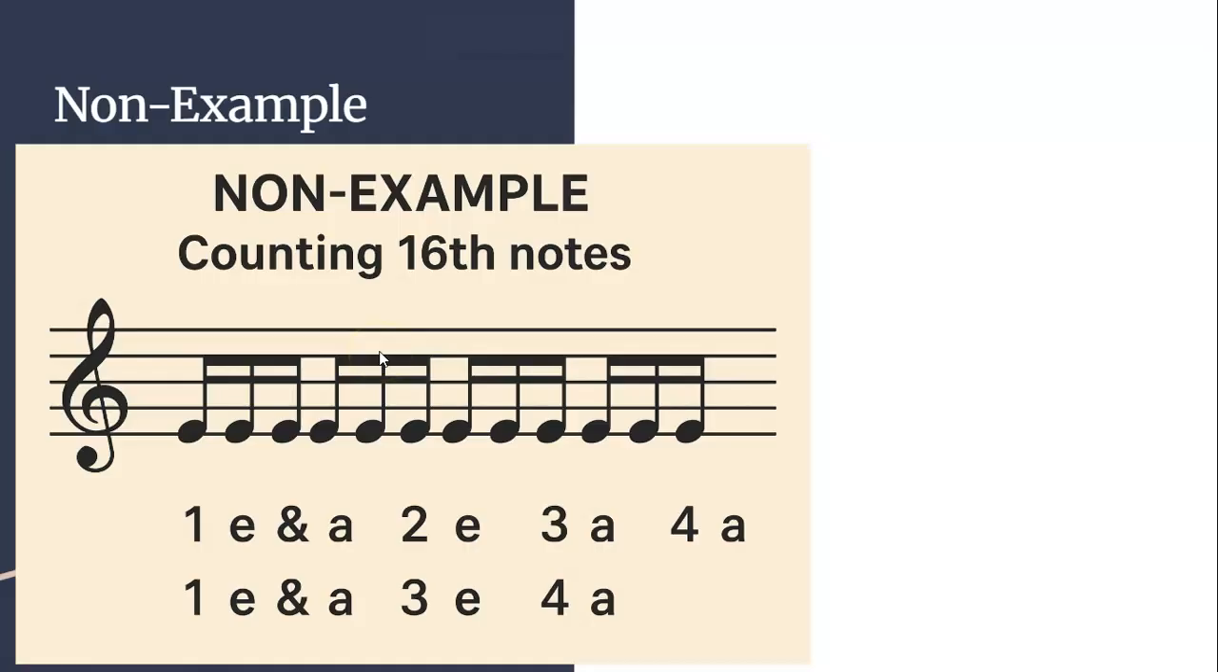The second answer is that the counting system is completely wrong by skipping individual 16th notes in the counting, as you can see. So this first line, 1 E and a, and then the 16th note here doesn't have a number or an and or a letter or a symbol.